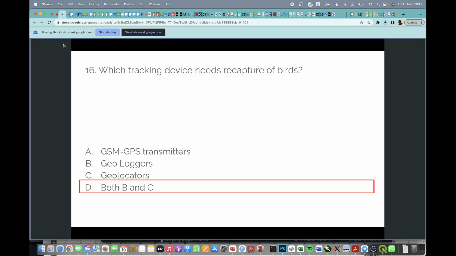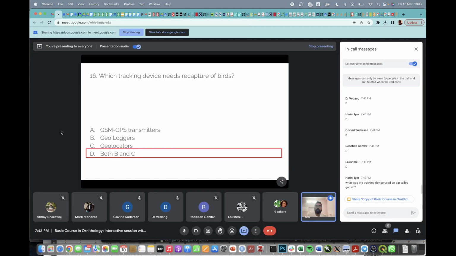Okay, the answer is both B and C. So, what was the tracking used on bar-tailed godwit? I'm not sure. Locators or transmitters? I'm totally not sure. So GSM GPS transmitters are slightly heavier.